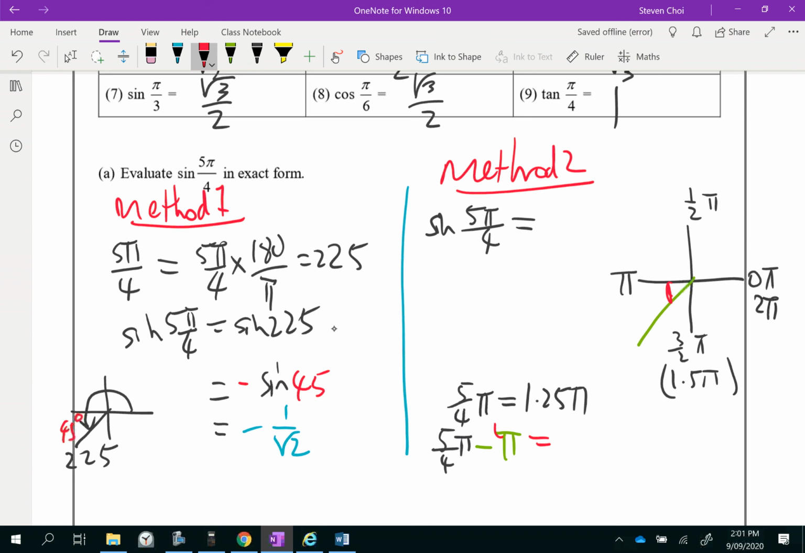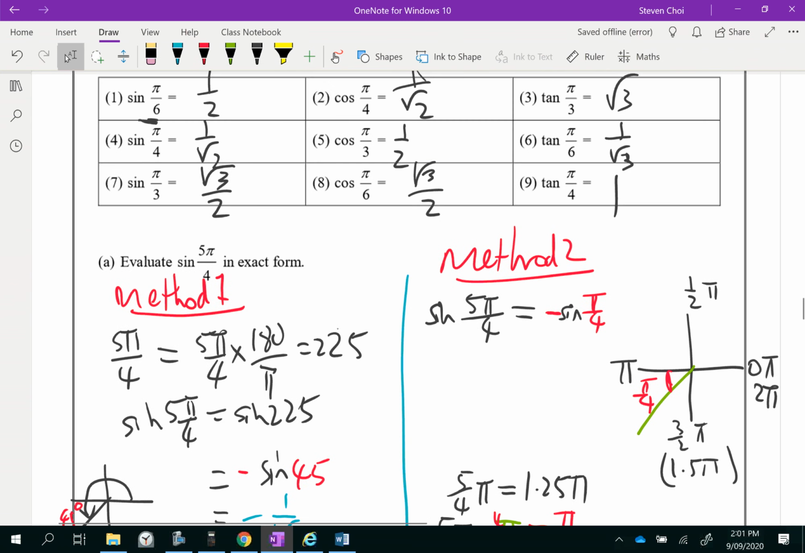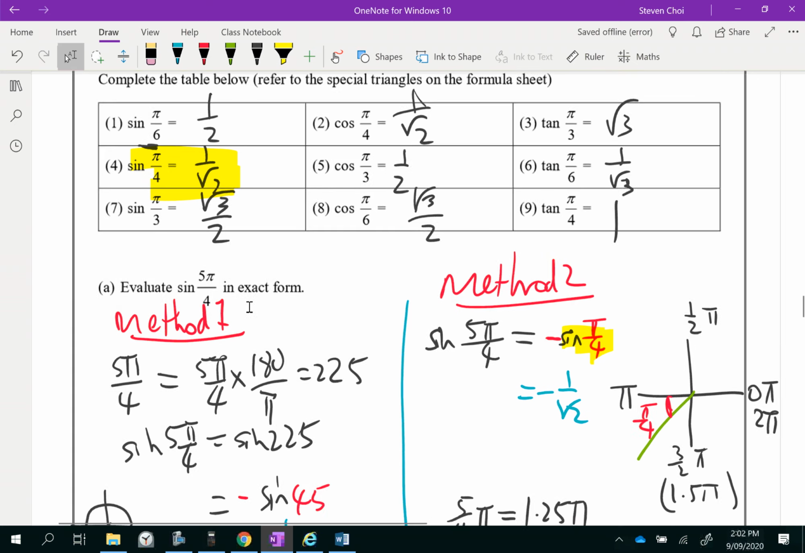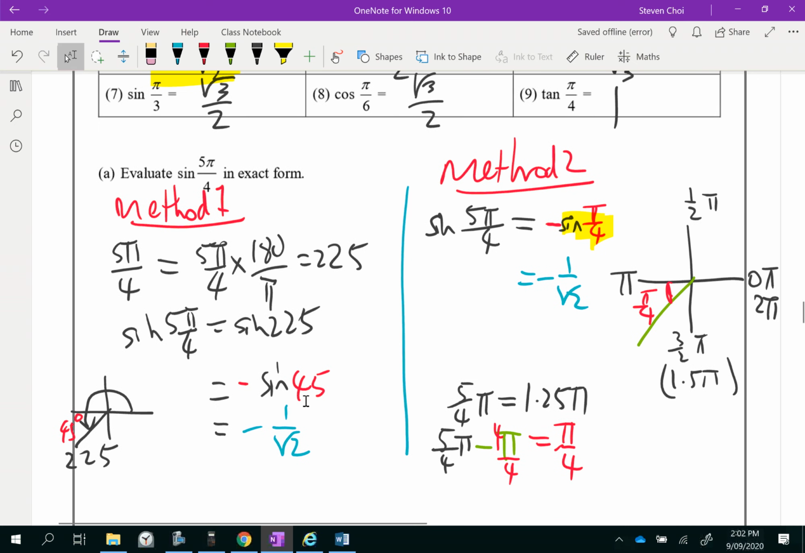If you make a common denominator, you get pi over 4. So you write sine of pi over 4, but negative. And then you look at this table: sine pi over 4 is 1 on root 2. So it can be quicker than the other way. Okay?